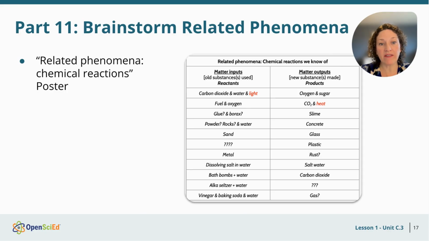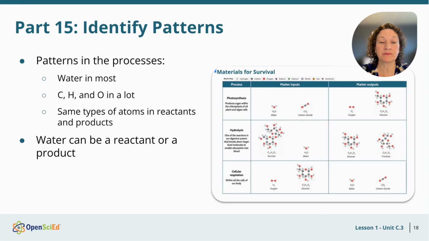Now, in part 11, the students will identify substances that we might need more of on site and recall some chemical reactions explored in this class or previous classes. You'll record the matter inputs or reactants and matter outputs or products we recall related to these reactions to create a chart that looks like this. This is a sample version from the teacher's guide. So later in this lesson and in future lessons, we'll refer to this as the Related Phenomena Chemical Reactions poster. So it's one that you'll want to hang on to.